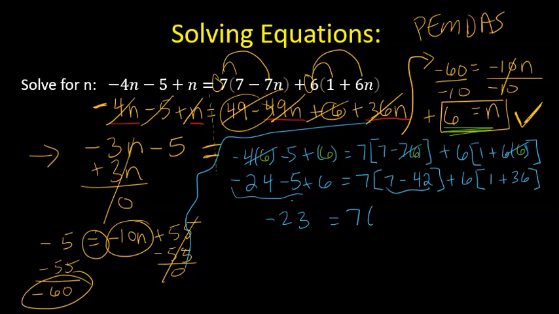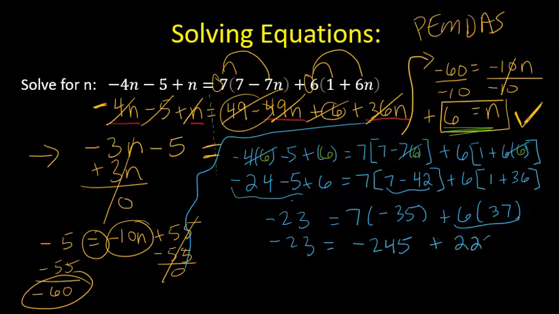7. This is going to be negative 35 plus 6. 37. Okay. Plus 1 is 37. Great. And then let me get a calculator again. 7. I have negative 23 equals negative 245 plus, this is going to be 222, according to my calculator. And then I have negative 23, and negative 245 plus 222 gives me negative 23.